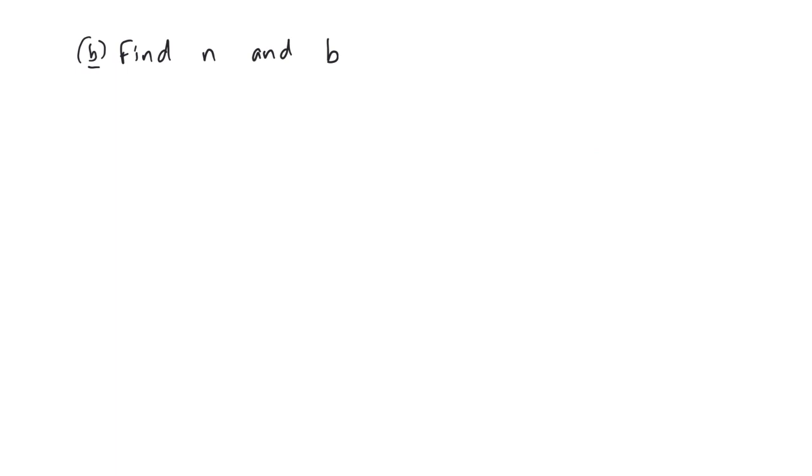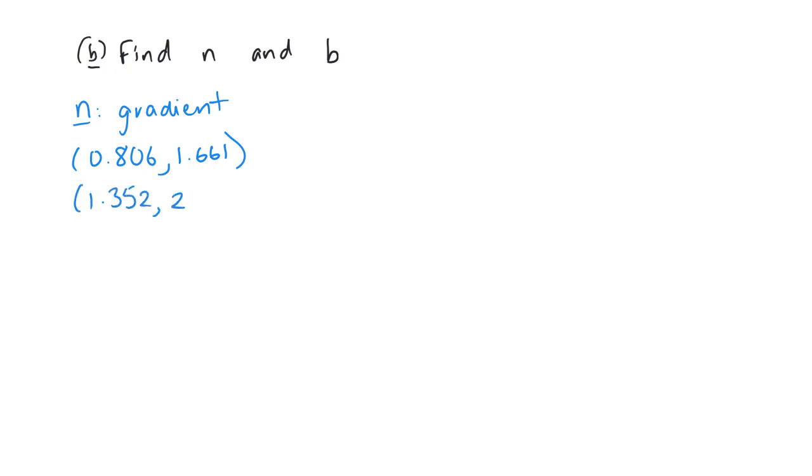Okay, so then part B, find the values of n and b. So n, first of all, remember it was the gradient. So pick 2 points again. I'm picking the first point, which is 0.806, 1.661. That's the first point in the graph. And the last point in the graph is 1.352, 2.343.